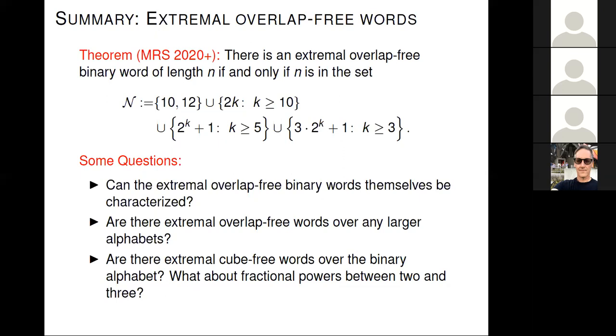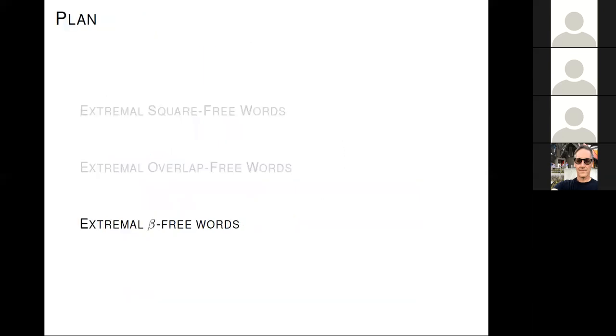So we've seen that if we make the alphabet larger, we don't seem to get any extremal overlap-free words. And now we're going to look at making the powers larger and see what happens there. So we'll talk about extremal beta-free words just in the last 5 minutes.